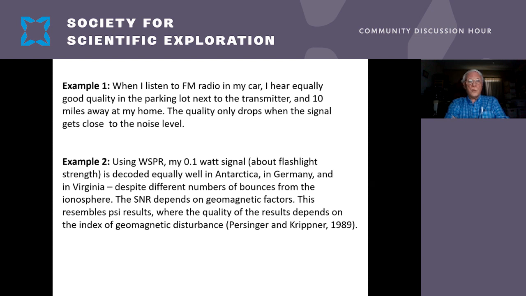And the signal-to-noise ratio depends on geomagnetic factors. Again, that resembles psi results, where the quality of the results depends on the index of geomagnetic disturbance. So Persinger and Krippner looked at Krippner's old data on dream telepathy and found that basically the experiments only worked when the geomagnetic disturbance was very low. And there have been some other studies too, including some that suggest that things like poltergeist activity might actually increase when there are geomagnetic disturbances. More work needs to be done, but it's clearly relevant.